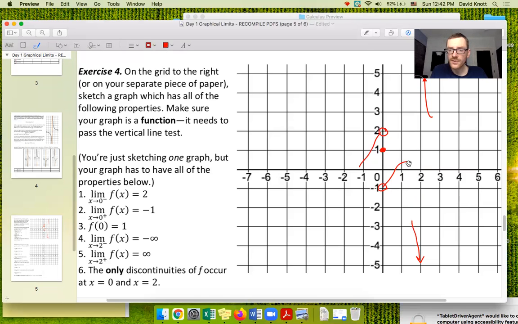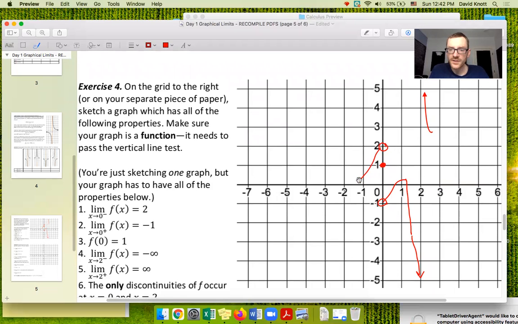So how could we connect them? I think we just need to connect them simply like this, and that's going to be sufficient right there. Okay.